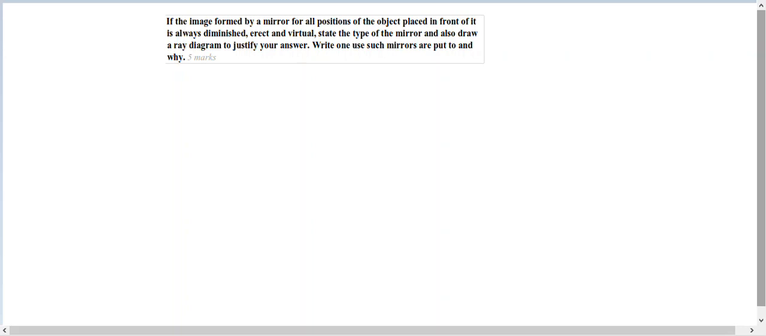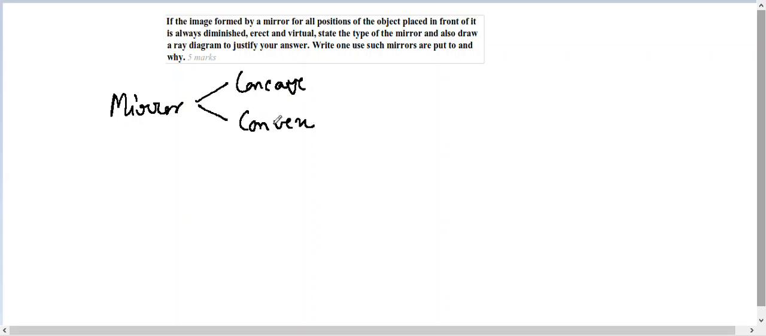Okay, so basically any spherical mirror is of two types. One is concave and the other is convex.